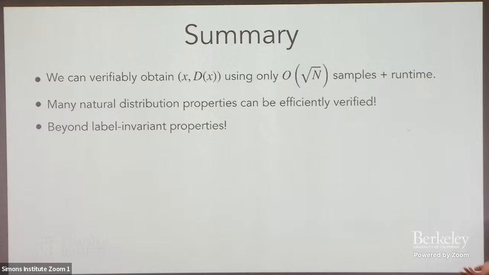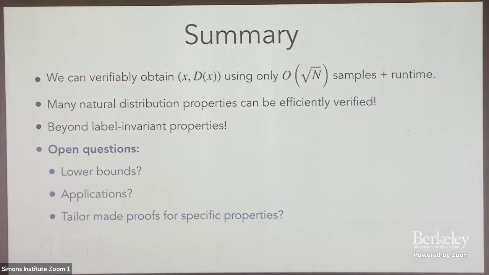When you just have a bunch of samples and probabilities, you can do many other things, as also exemplified by Guy's talk before. And we still have open questions. For example, lower bounds, can we do it? Can we have smaller tagged samples with less communication, or is it an open question? Can we have other applications for them? And can we have them tailor-made for specific properties and general ones?